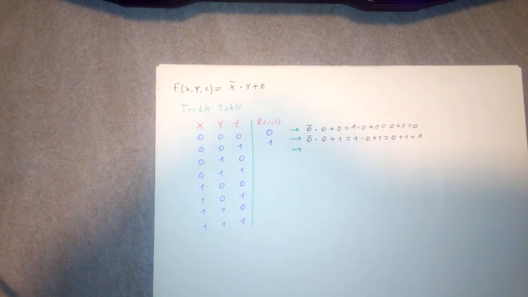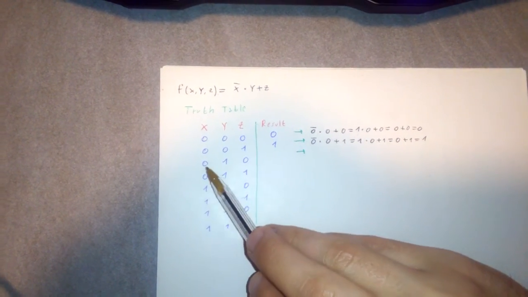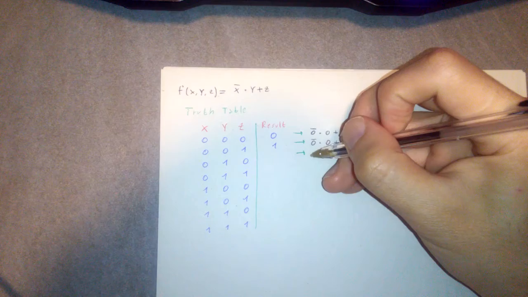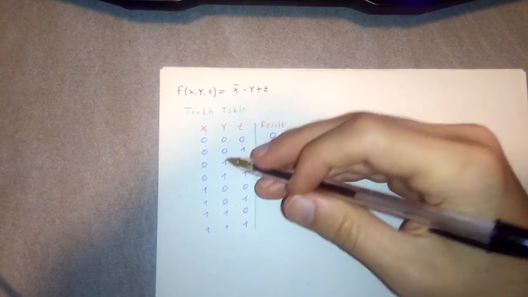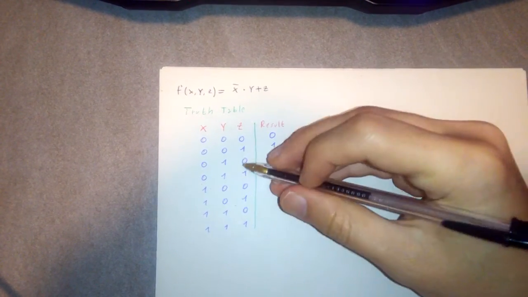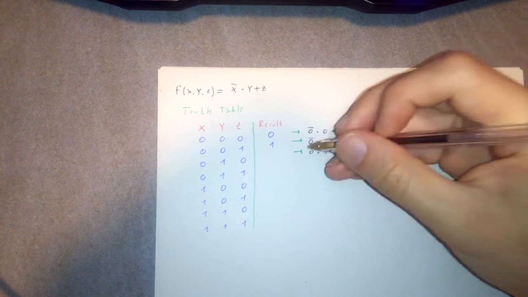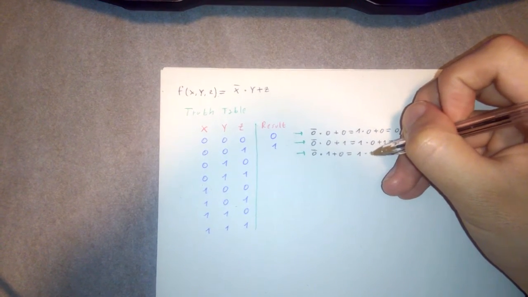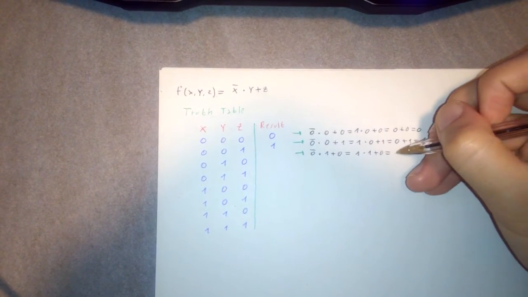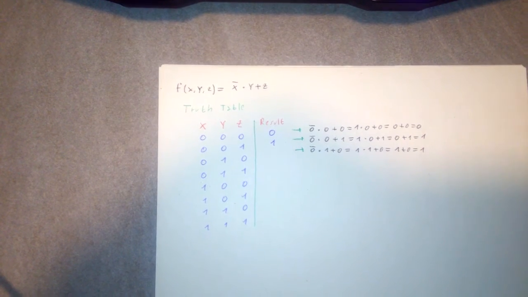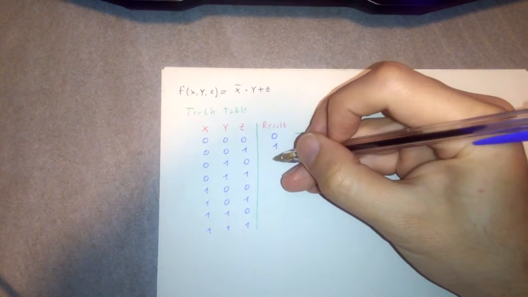And again, we get 0, 1, 0. So we get not 0 times 1 plus 0. Not 0 is 1, times 1 plus 0. So 1 times 1 is 1, plus 0 is just going to be 1. So we get 1 again.